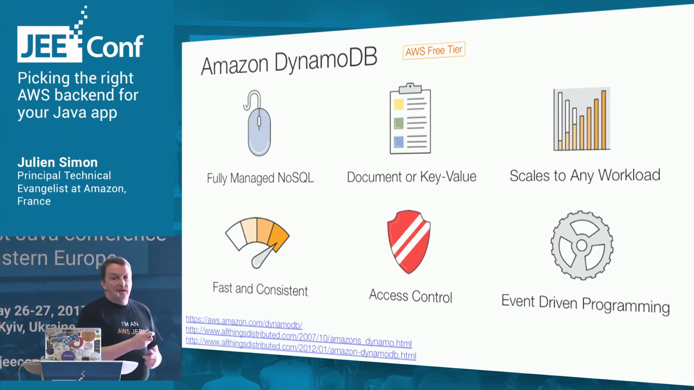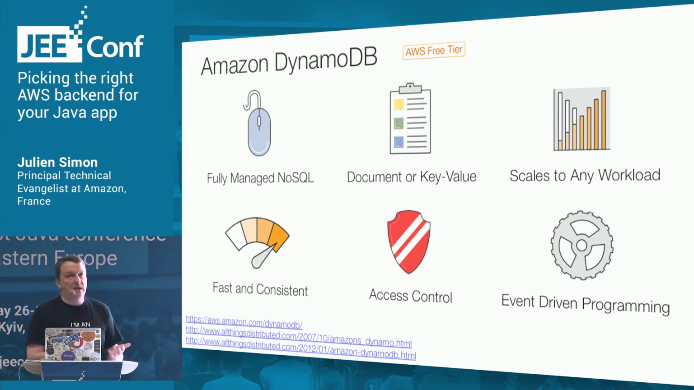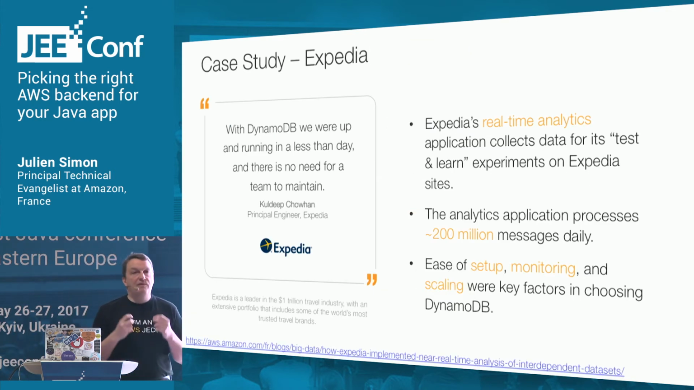So let's move on to DynamoDB. DynamoDB is a NoSQL database. It was built by Amazon in 2004, and then it became an AWS service in 2007. So it's been around for a while. And it's a fully managed service, so it's even more managed than RDS.